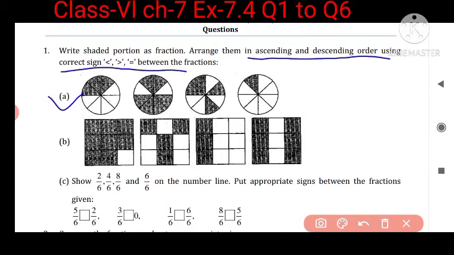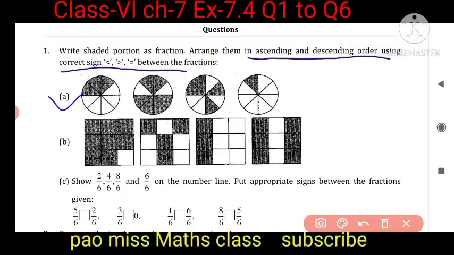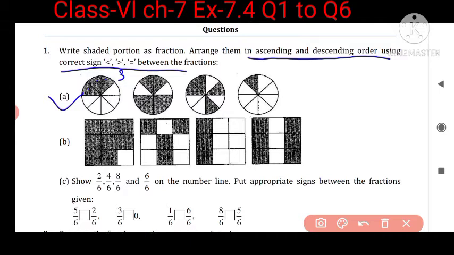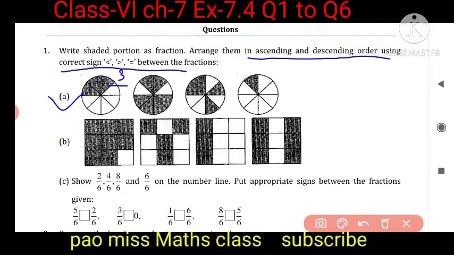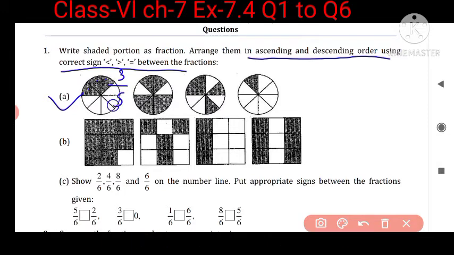First we will convert the fraction. So first one, how many parts are shaded? 1 2 3 parts are shaded, isn't it? So what will you write, 3 upon, and what is the total here? Total is 1 2 3 4 5 6 7 8. Total is how many parts? 8. Now for the second one, how many parts are shaded here?